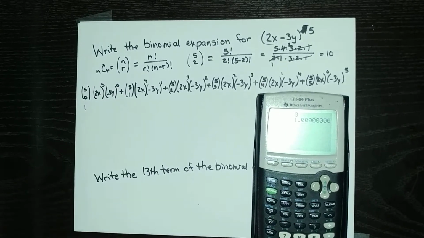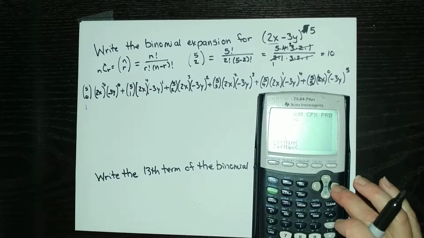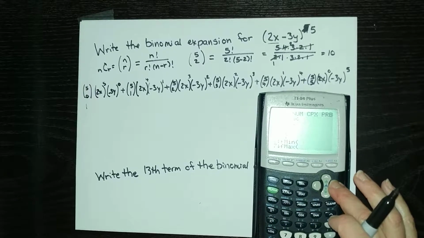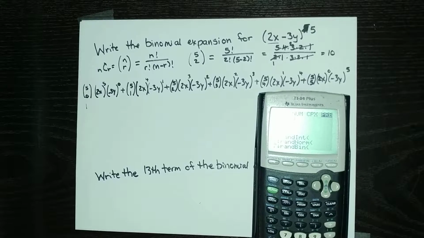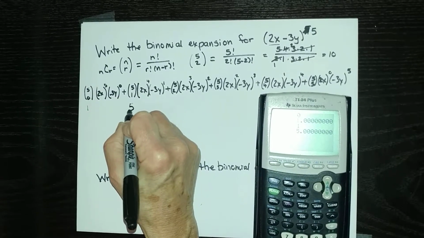This is a 1. I'm going to go ahead and do it for all of these while I'm here. 5, math, go to probability, hit enter. Oops, I hit the wrong thing. 5, math, go to probability. I want to hit 3, and then choose. That was 5 choose 0. 5 choose 1 gives me that this coefficient is a 5.